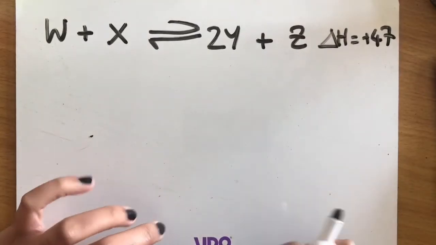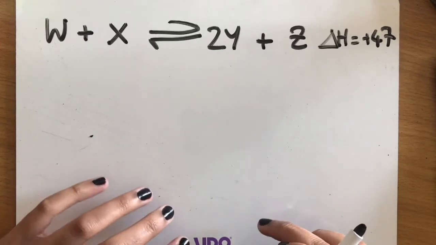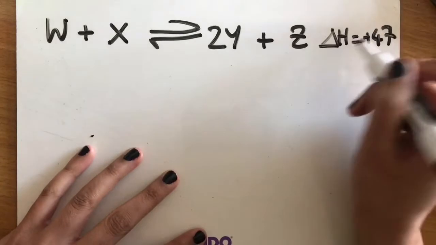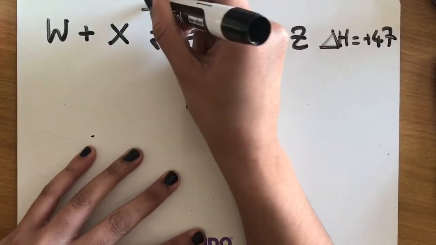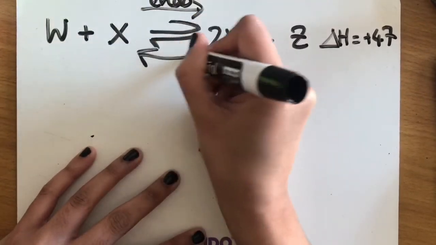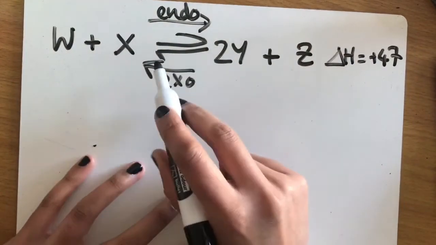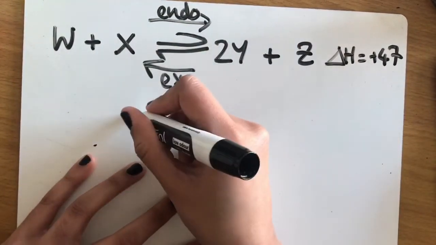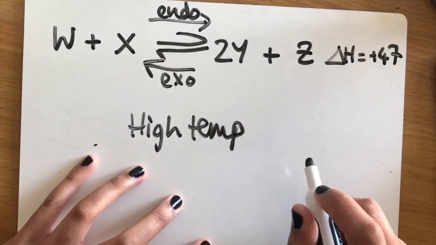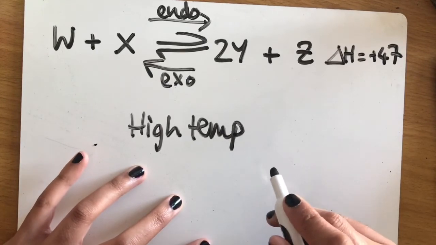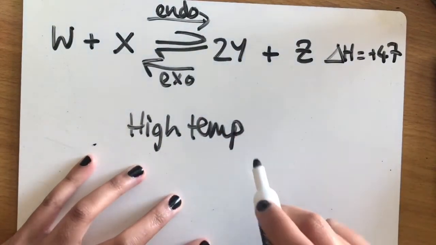Okay, multiple choice question 5. For this reaction at equilibrium, which combination of temperature and pressure would give the greatest yield of the products? So the enthalpy change for this is plus 47, so that means the forward reaction is endothermic and the backward reaction is exothermic. So if the forward reaction is endothermic, if we want to get as much Y and Z, we need to have a high temperature. Because if you increase the temperature, it's going to shift it in the endothermic direction. So if we want more of Y and Z, we need to increase the temperature.